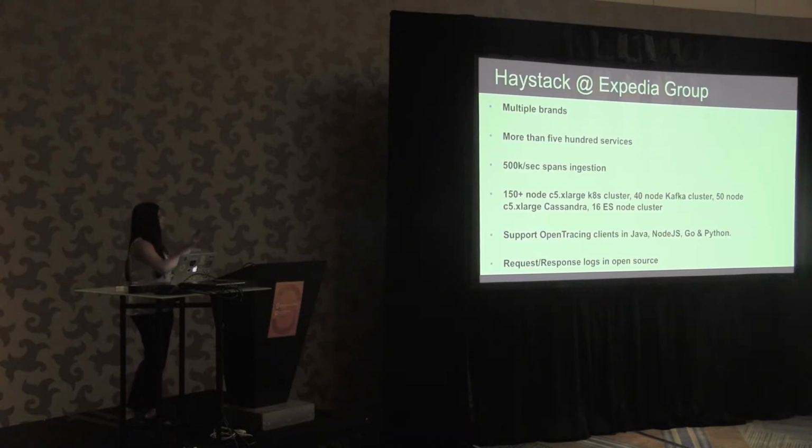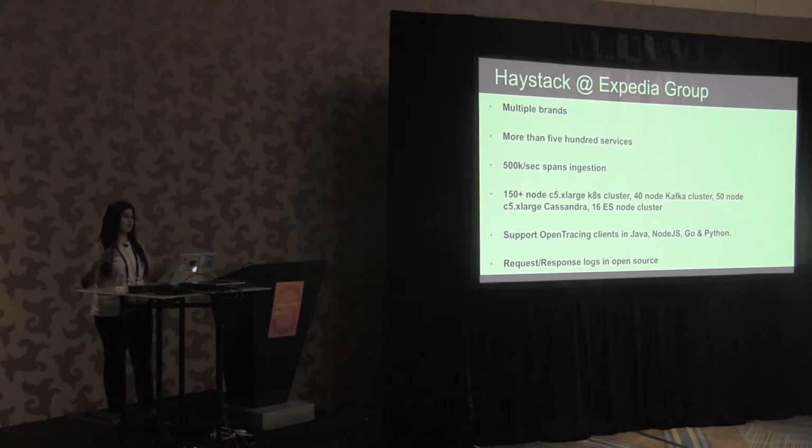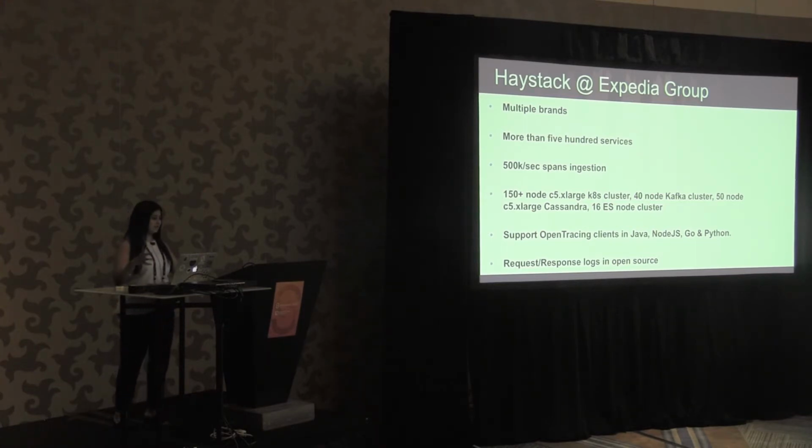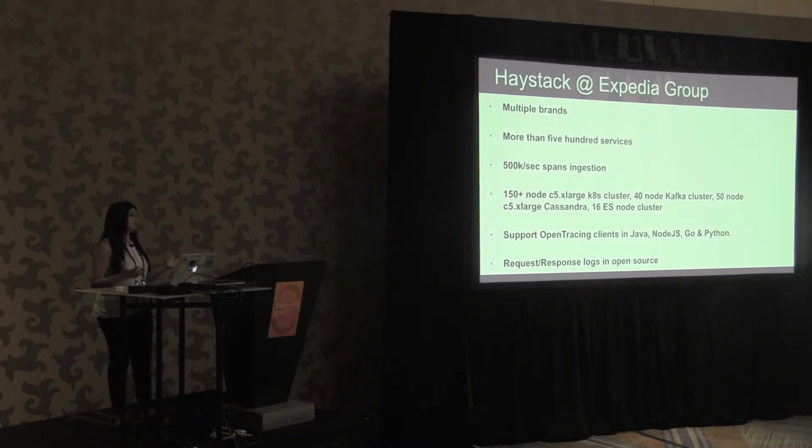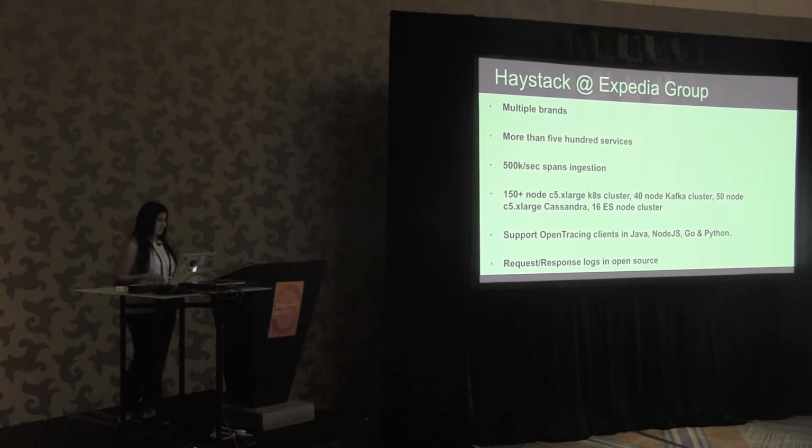Just to give you a little bit of overview on how Haystack looks in Expedia Group currently. Expedia Group is a group of 14 brands, a lot of which are already on this instance. We have more than 500 services on it. 500K per second span ingestion is our rate. It's so high because we have so many shopping requests that we're taking in as well, even though we're sampling. It's just quite a bit.